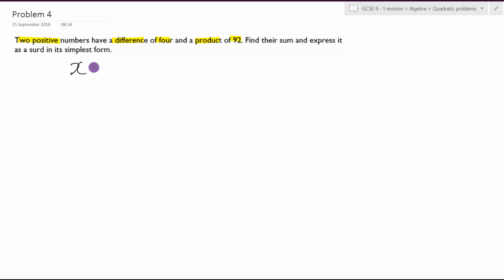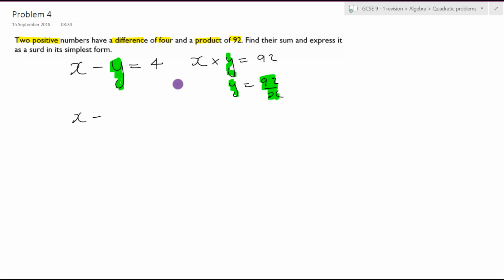We've got a difference of 4, so call the numbers x and y. x minus y will equal 4. And we know they have a product of 92, so x times y will equal 92. Now if I divide both sides of this equation by x, I get 92 over x, and therefore I can now replace this y here. It's always the same y. y is equal to 92 over x. So I'm going to replace that y with 92 over x to get an equation with just x in it, which I can then solve. So the y is going to be 92 over x, and that's equal to 4.